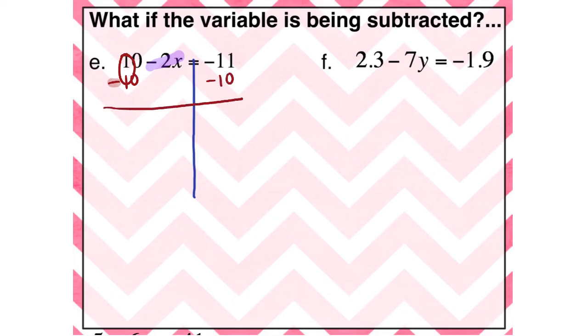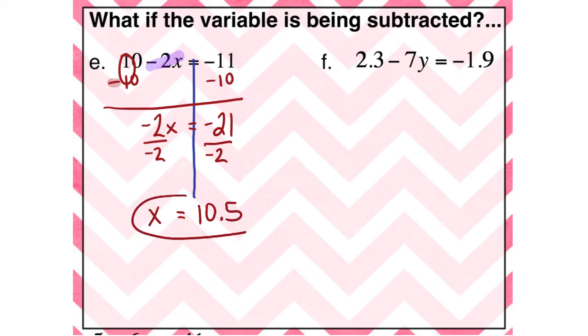That leaves us with this negative 2x equals negative 21. Now we have to divide by a negative. Divide by negative 2. What we get for our solution is x equals positive 10.5.